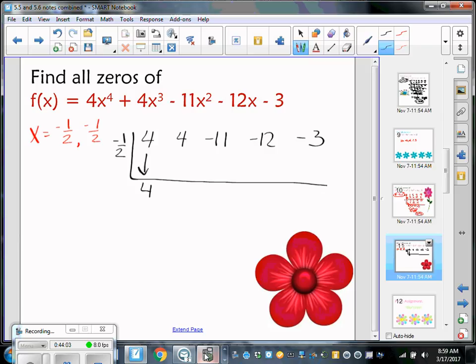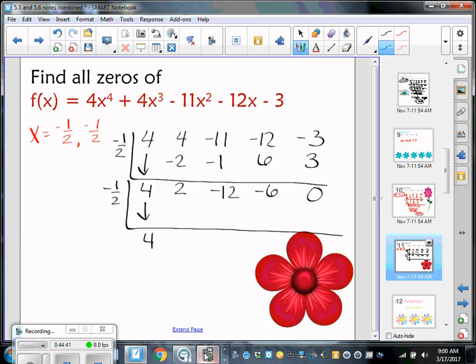What is -1/2 of 4? -2. That gives me 2. What is -1/2 of 2? -1. That gives me -12. What is -1/2 of -12? 6. That gives me -6. And again, if you're not sure, use your calculator, okay? -1/2 of -6 is +3. 0. Yay, it worked. I got a 0 for remainder. I know I'm good. Can we go again? Yep, we found that answer shows up twice. Let's do it again.